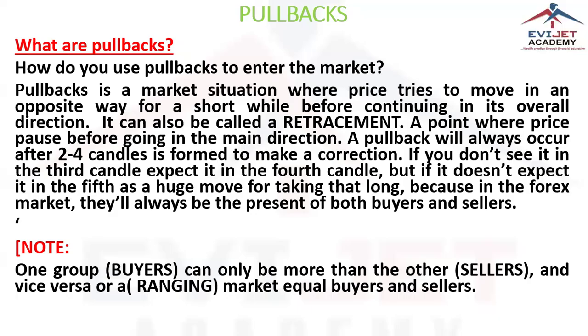So note, one group, which is the buyers, can only be more than the others, which is the sellers, or vice versa, or a ranging market where you have equal buyers and sellers. Okay, so in the market, when we begin to talk about trend, we have an uptrend, we have downtrend, and we also have what we call range. Range is when the market tends to remain in a particular area for a very long time, creating equal highs and equal lows for a very long period of time.